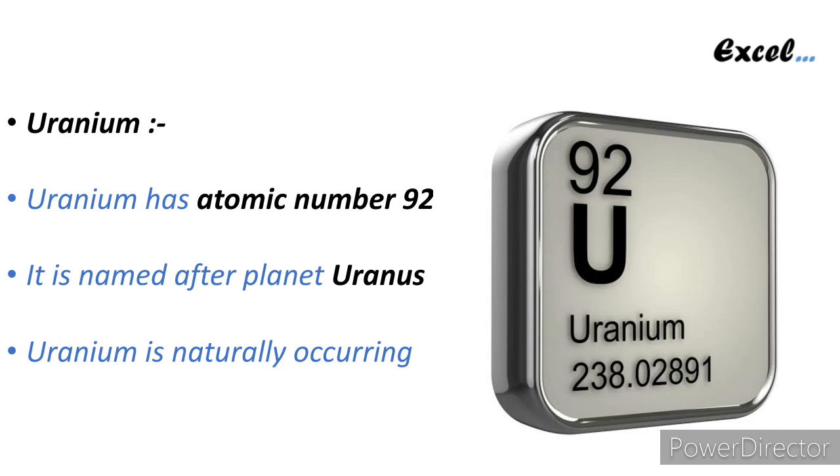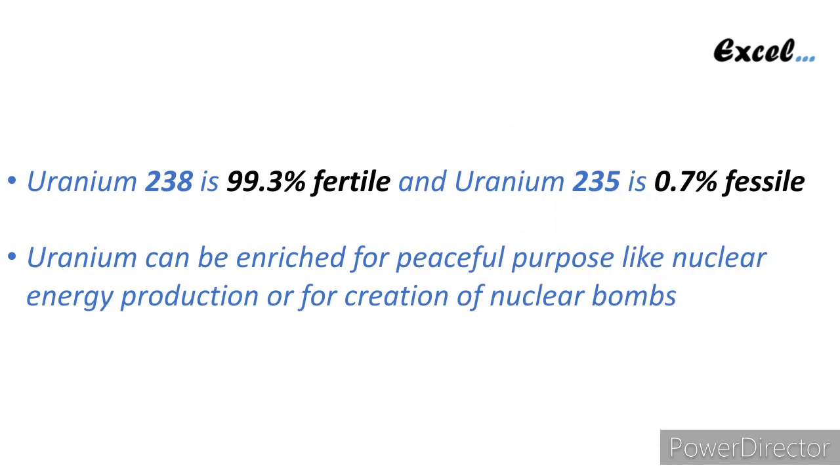Uranium. Uranium is the main fuel used in nuclear fission reactors. Uranium has atomic number 92 and is named after the planet Uranus. Uranium is naturally occurring. In nature, uranium is found as uranium-238, which is 99.3%, which is fertile, and uranium-235, which is 0.7%, which is fissile and is used in nuclear reactors.